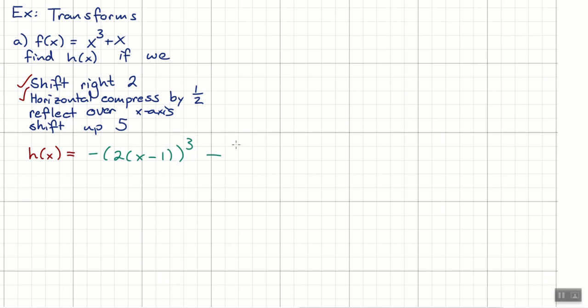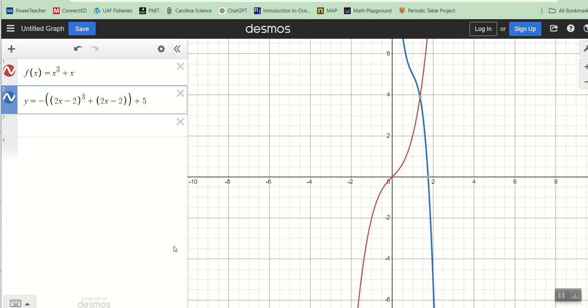Cubed minus 2 times x minus 1, and that extra parentheses, annoying, plus 5. That's how I would write this answer. It looks a little bit different, but is it? What's the only thing that I've done? I factored out the 2 and I distributed this negative.